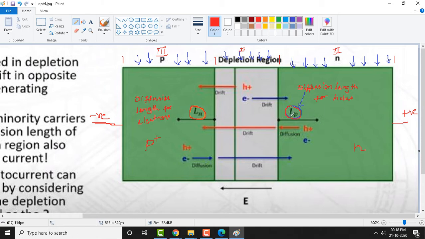Now, we can see LP, the diffusion length for holes. The definition of this is the average distance a hole travels before it recombines with the electrons. In this region the majority charge carriers are electrons, and since we have reverse biased it, the minority carriers keep moving from the P side to the N side because of the electric field. When holes move here, they travel some distance before they get recombined.